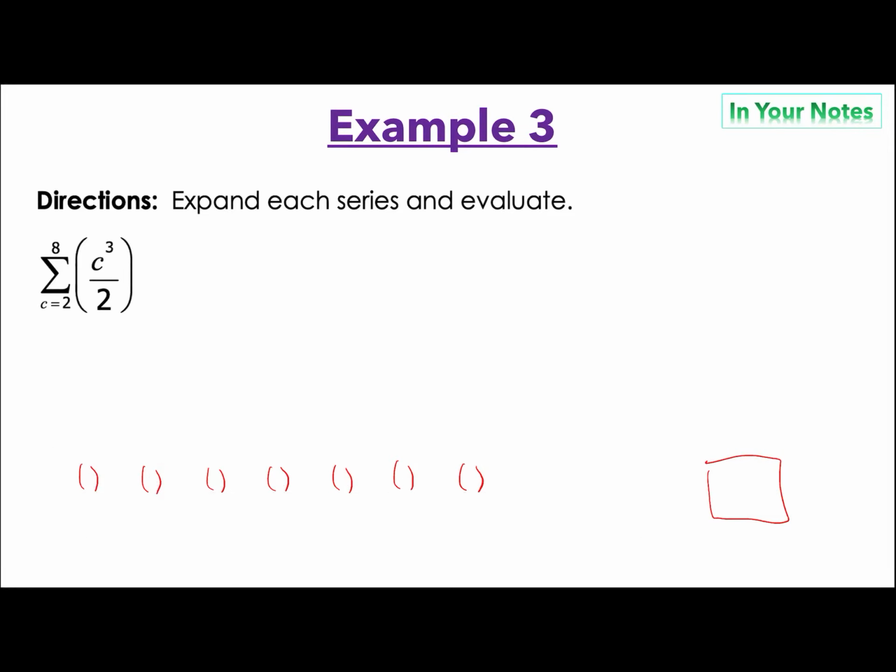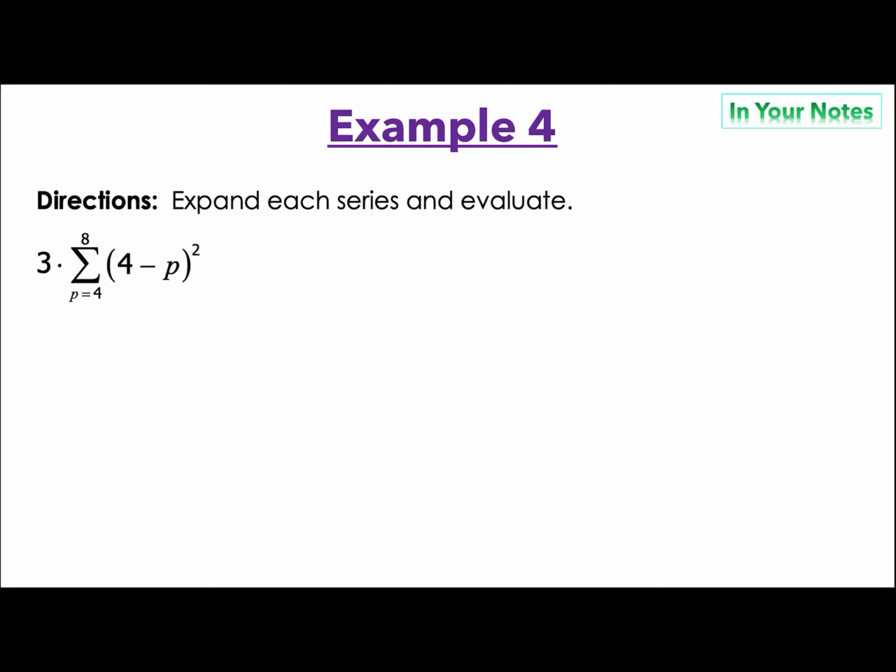All right, example 4. Expand each series. So we've got our equation right here, 4 minus p squared. So 4 minus p you do first, and then you square it. Now the difference here is there's a 3 in front of this. So this is saying 3 times sigma 4 to 8 of 4 minus p squared. So that means we're going to multiply 3 times whatever answer we get here.